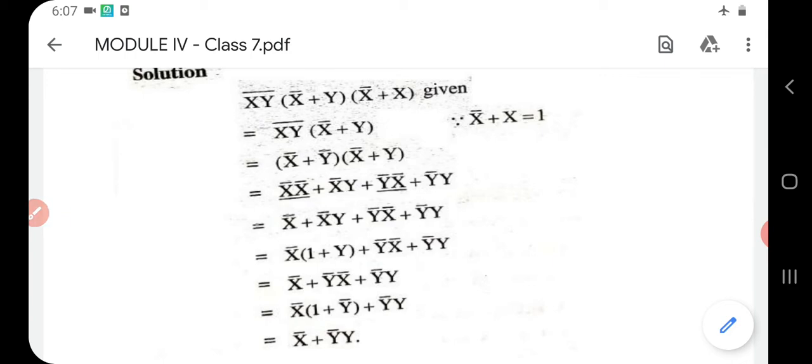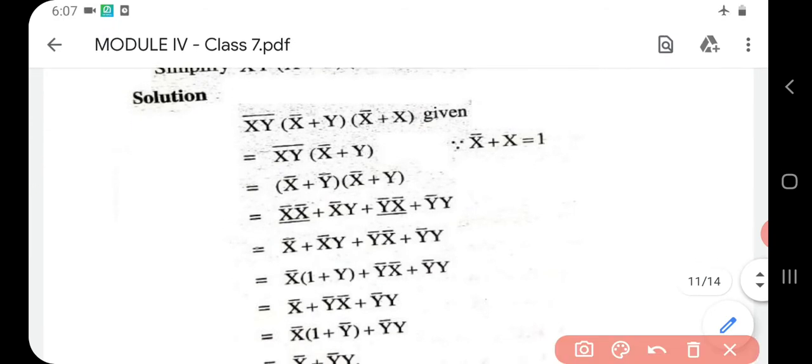How does this come? How does xy the whole bar become x bar plus y bar? De Morgan's theorem, because we know a dot b the whole bar equals a bar plus b bar. So what will be xy the whole bar? X bar plus y bar. So as per De Morgan's second theorem, this becomes like this. Now this is kept as such.